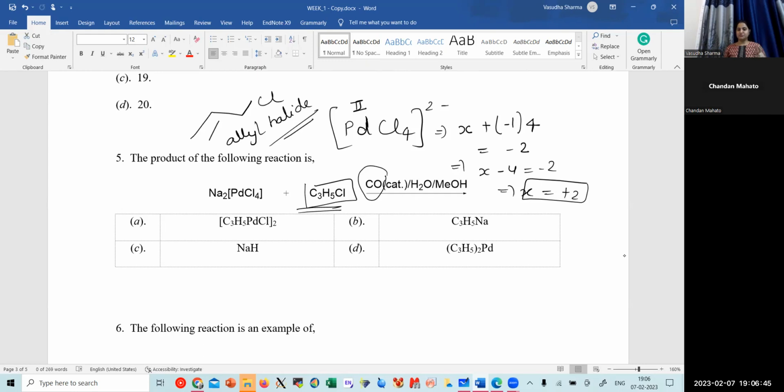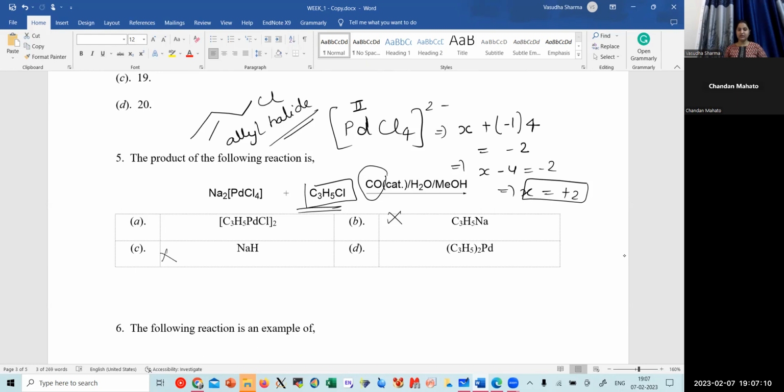So the two options B and C would already be ignored, because this is a straightforward reaction where your preparatory methods are coming into picture, metal allyl complexes. So B and the C options are gone. Now you are only left with the A and D option. Now you have to draw the mechanism: how it is acting, and what role carbon monoxide is taking.